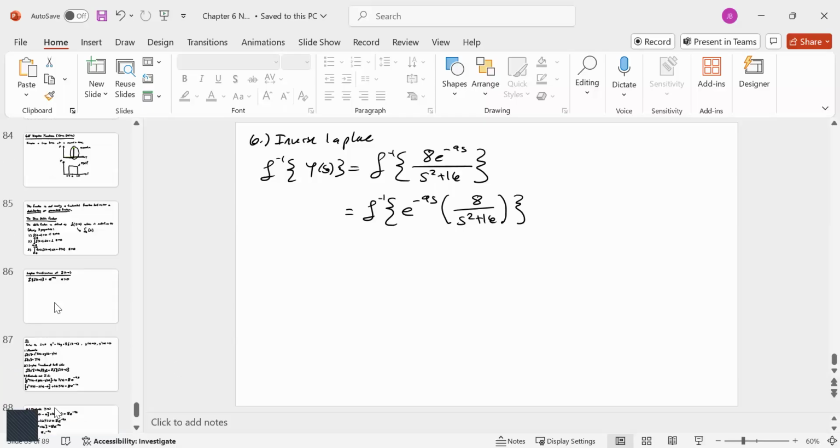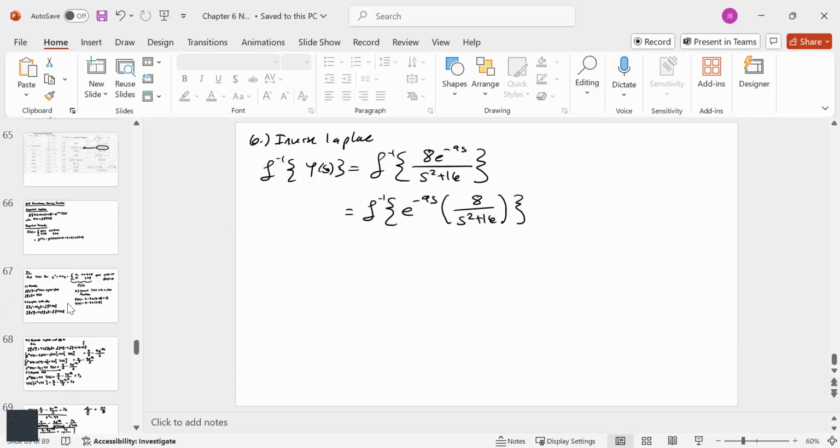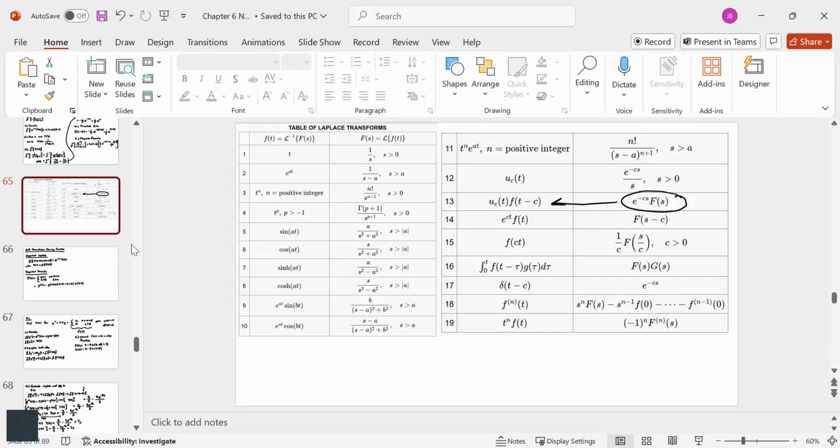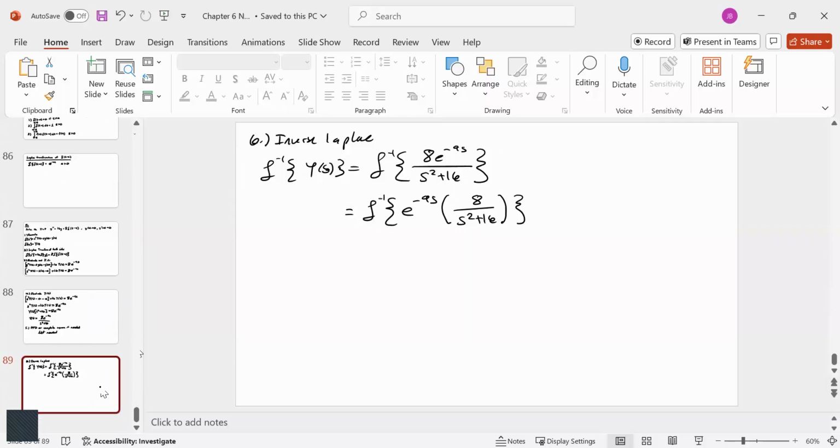And then I scroll up to my table and look for one that has e to the negative as in the answer, and I see it right here. E to the negative, they use c, but as times F of s. F of s is just the Laplace transformation. So this is e to the negative as, and this is F of s, right? And so the, what's it called?